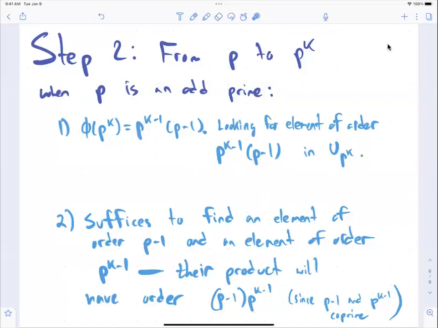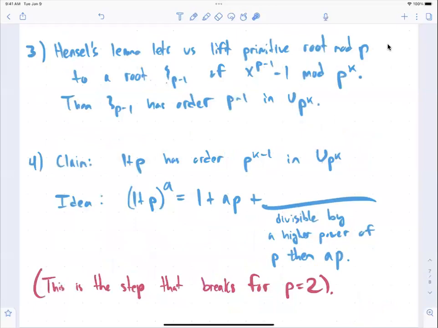Okay, so this breaks down the problem into two different parts. We need to find an element of order p minus 1 and an element of order p to the k minus 1. But now we can solve those pretty easily. For the element of order p minus 1, we know already that if we look mod p, we have a primitive root, and that's an element of order p minus 1. Let's not call it zeta p minus 1, that'll be the lift. So we have a primitive root mod p.